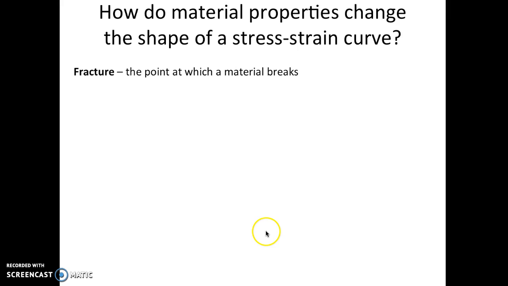So first of all, fracture. Fracture is the point at which a material breaks. So the point at which cracks travel through the material and the material actually falls apart. You can have brittle fracture. Brittle is when fracture occurs without plastic deformation. So I only see elastic deformation. Once I reach that elastic limit, it breaks.